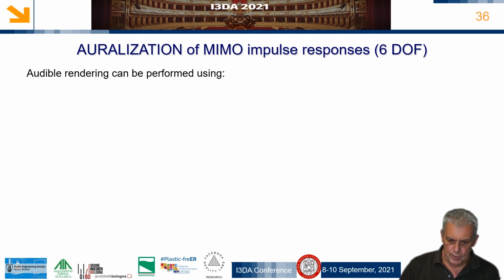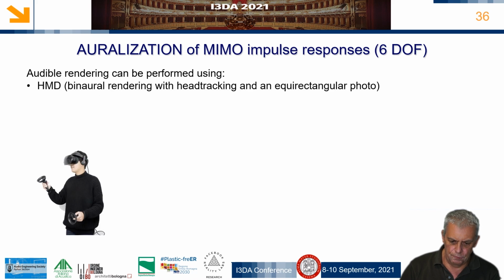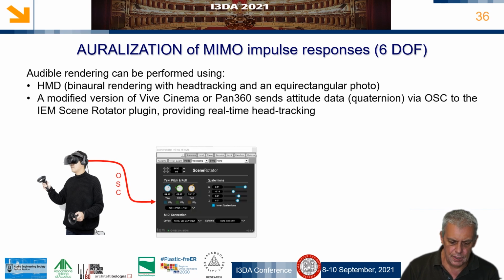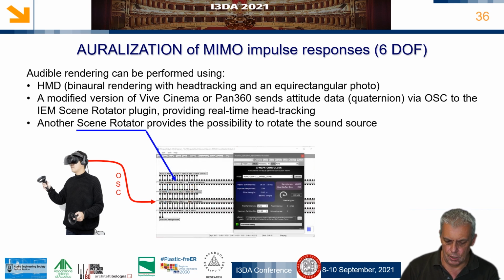Now, we talk about auralization of MIMO impulse response, how this is performed. In case of watching the video with an HMD, we have again OSC signal going from the HMD to the chain rotator plugin. But in this case, we add another chain rotator, providing the possibility to rotate the sound source.